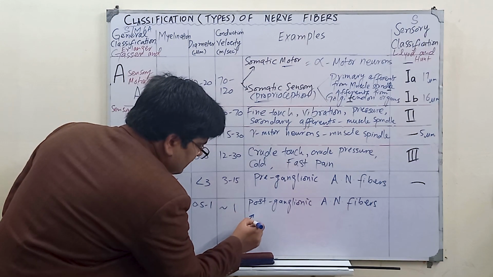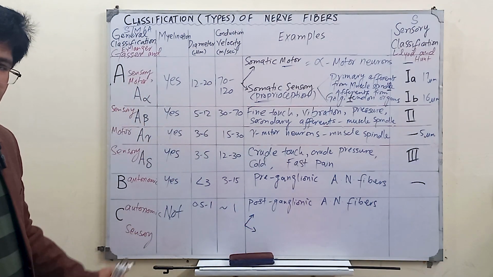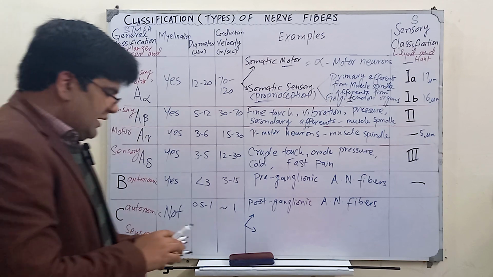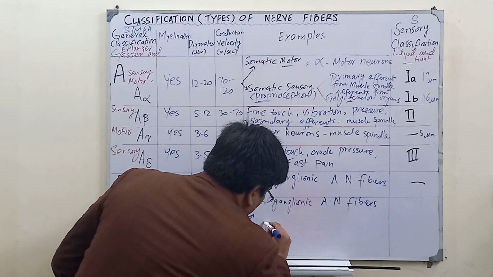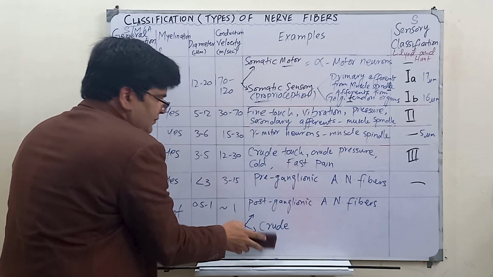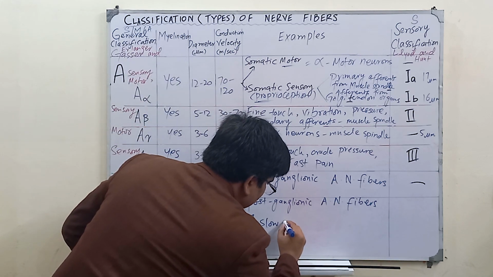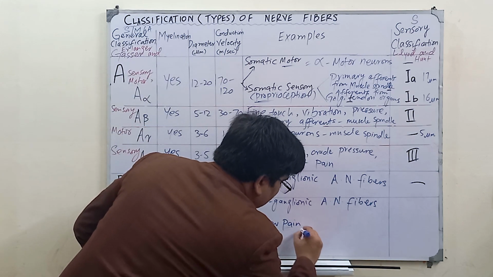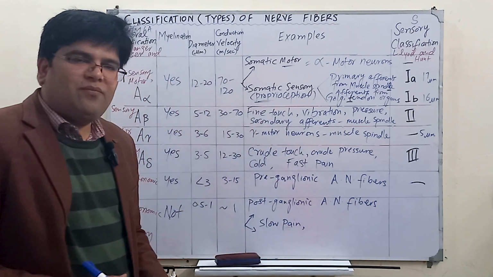There is another type of nerve fibers here which are sensory, and those sensory nerve fibers, they carry signals of slow pain. For example, if you are having pain in your abdomen, like some type of cramp or there is some headache, so this is slow type of pain.